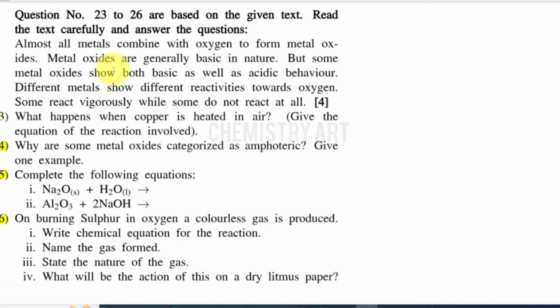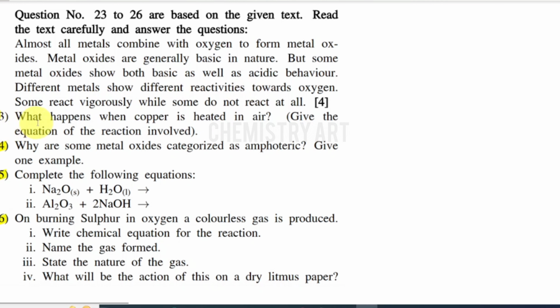So basically, this is from chapter number 3, and here some information or some properties of metals are given, like metals combine with oxygen to form metal oxide, and metal oxides are basic in nature. Some metal oxides show acidic as well as basic behavior, which means they are amphoteric in nature. And different metals have different reactivity towards oxygen, meaning some react very fast, some react very slowly, and some do not react at all, like gold and platinum. Some react vigorously while some do not react at all. So this small information is given.